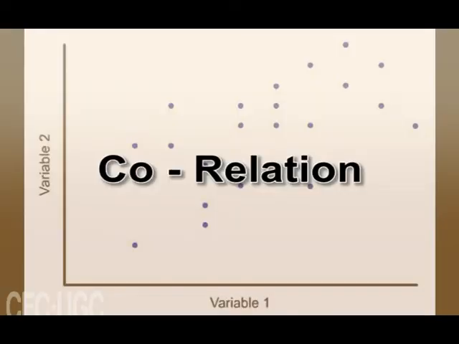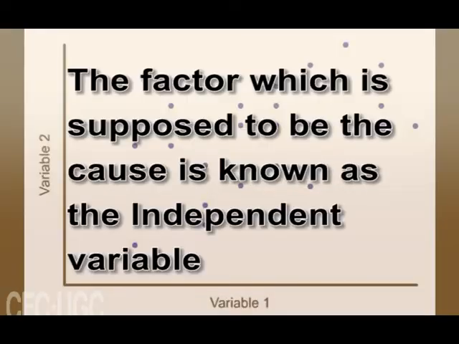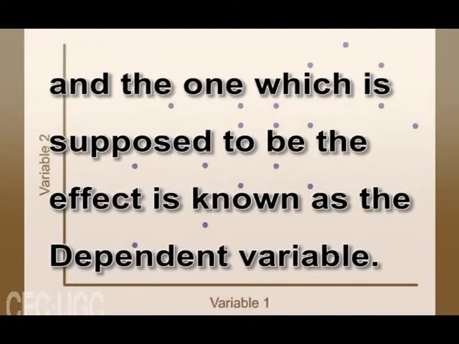Identification of causal relationship among different characteristics is an important concern of any scientific investigation. Social scientists on several occasions want to know whether a series of values vary directly or inversely with another series, which is called correlation. The factor which is supposed to be the cause is known as the independent variable, and the one which is supposed to be the effect is known as the dependent variable. Thus, the variation in the dependent variable may be explained in terms of the variations in the independent variable.